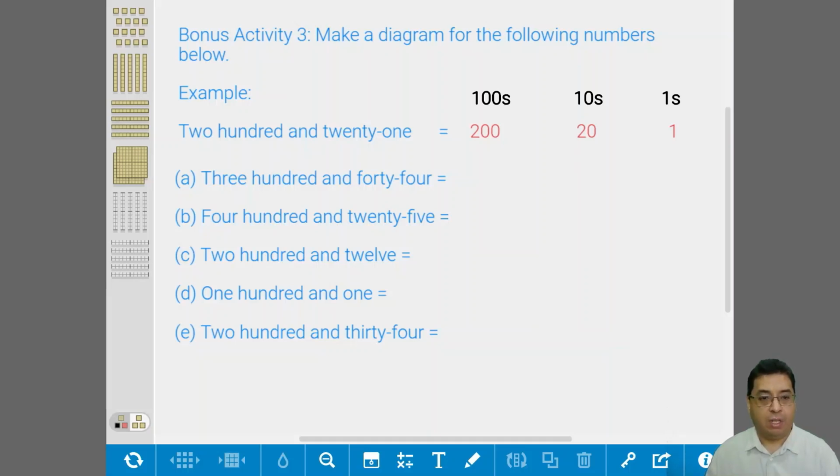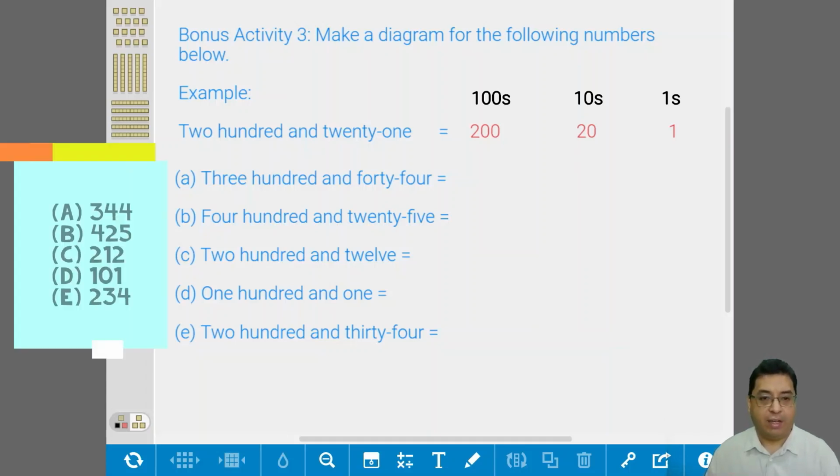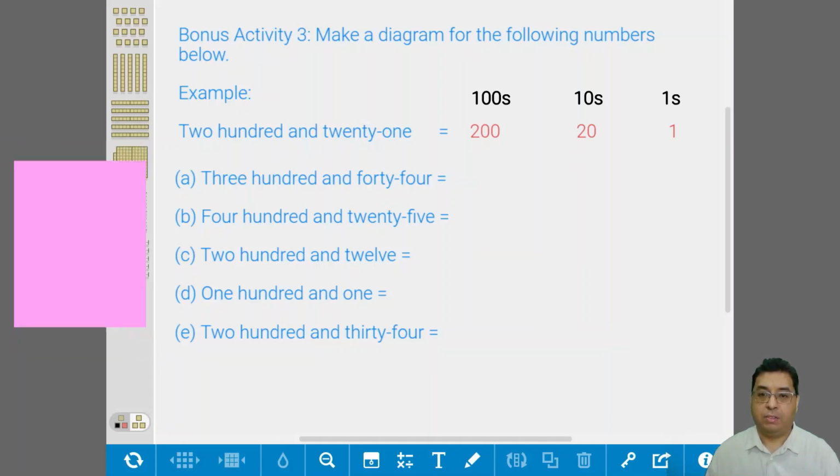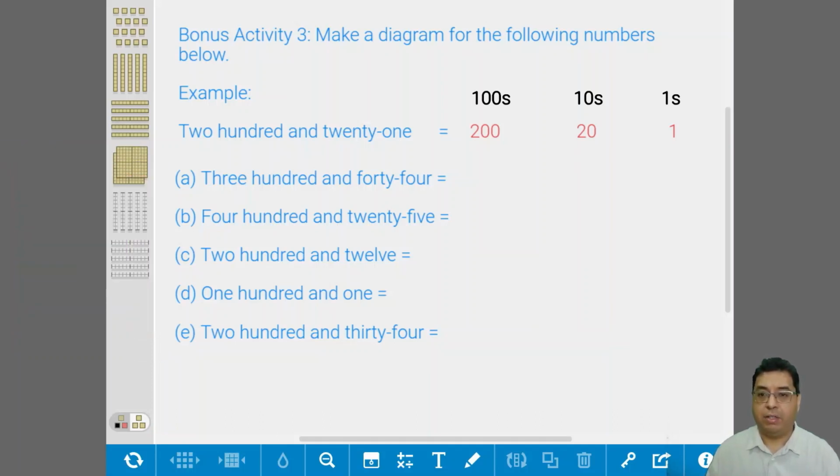Okay? So I'll just read off to you what the numbers are for each one of the letters to give you a hand here a little bit. So for letter A, we've got 344, B, 425, C, 212, D, 101, and letter E, 234. Okay, so put those numbers in the correct place value showing here up above. So put them in the correct place and write the number.